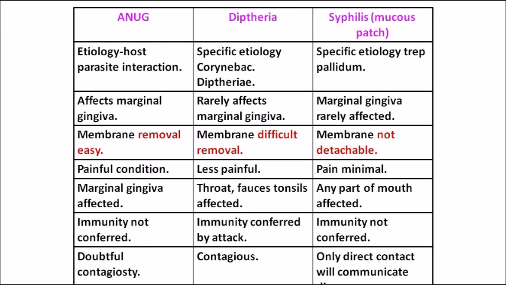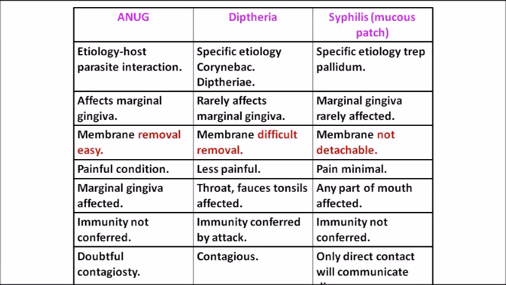Then the most common area of affection for ANAG is, already we said, the marginal gingiva. But for diphtheria, it is areas like throat, fauces, tonsils, or the posterior areas. Syphilis, any part of the mouth can be affected.